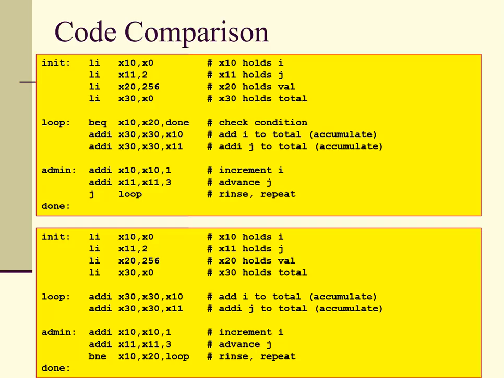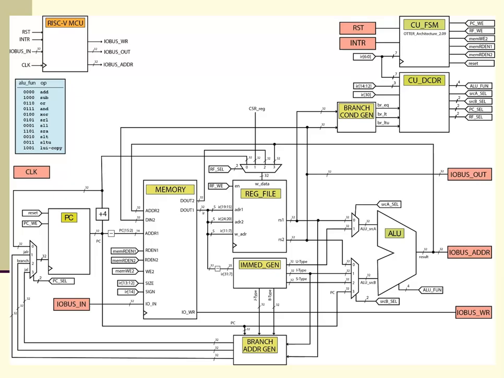But here are the 2 solutions together. The top solution is a while loop, and there are 6 instructions associated with the loop. The bottom is a do-while loop, and there are 5 instructions, so it's going to be a little bit more efficient. And that's all, folks.